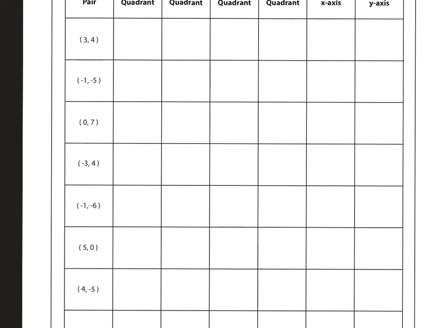Or you can take a piece of regular paper, it doesn't have to be graph paper, and kind of just plot out where would 3, 4 be. So we'll do this one, okay? So 3, 4 is going to be to the right. I'll use a different color. To the right 3, and then up 4. What quadrant is that? It's in quadrant 1, right? Exactly.